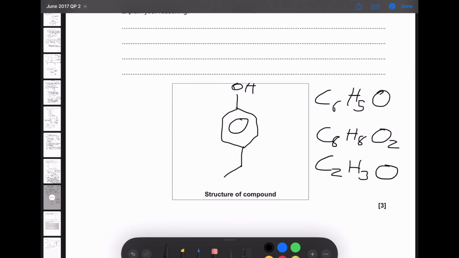So that's that. It's ketone. So the middle one is going to be double bonded to our oxygen. Can't form any more bonds around that. And then there's going to be 3 hydrogens here. You don't need to write them in.